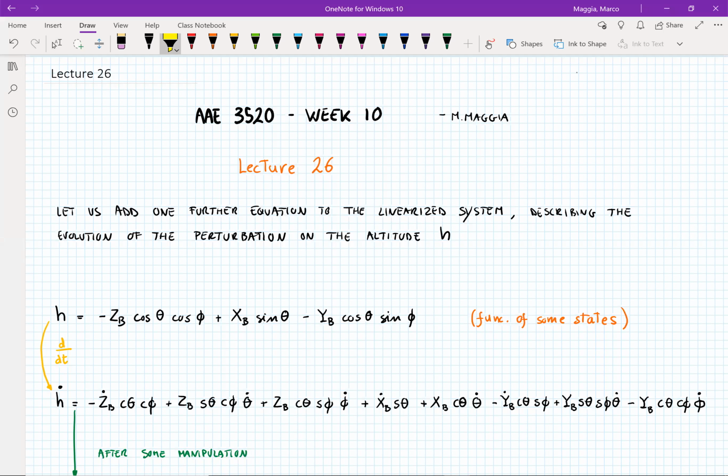So today it's going to be mostly focused on the simulations on MATLAB of the perturbed system. But before that, I want to add one more thing. Since the reference trajectory that we're considering is at constant altitude, it is very convenient to introduce an equation of motion that describes the evolution of the perturbation in terms of altitude.